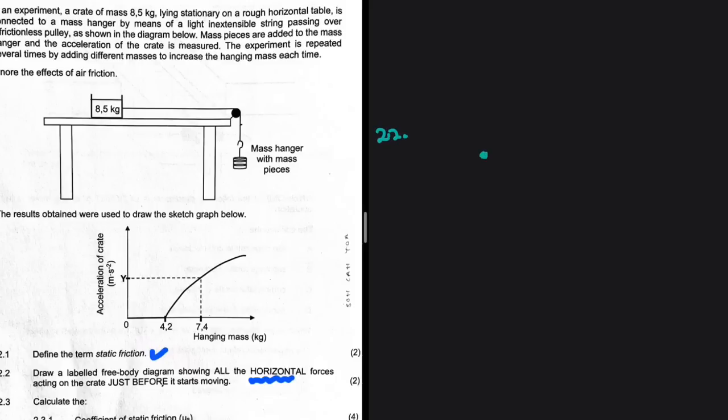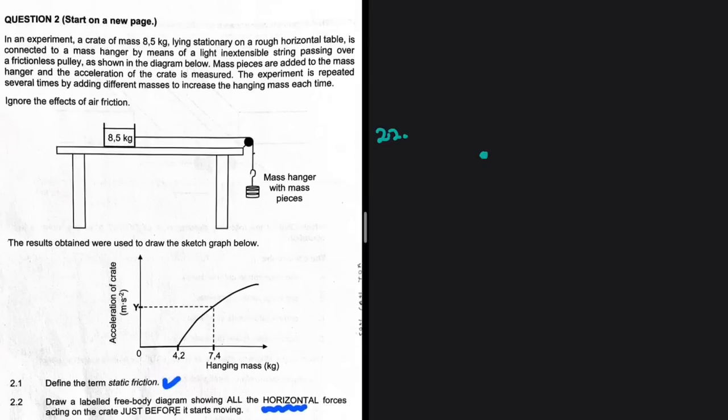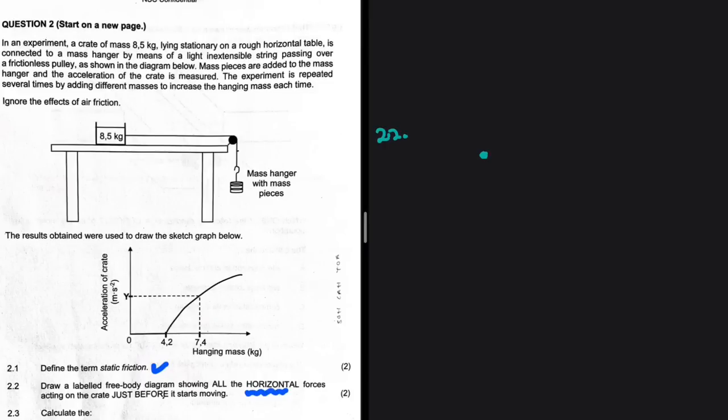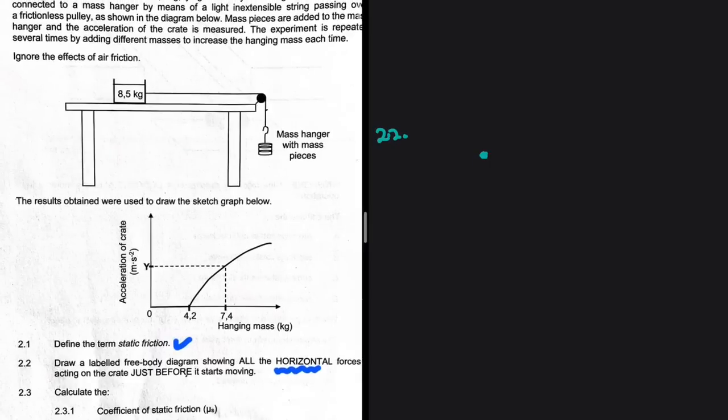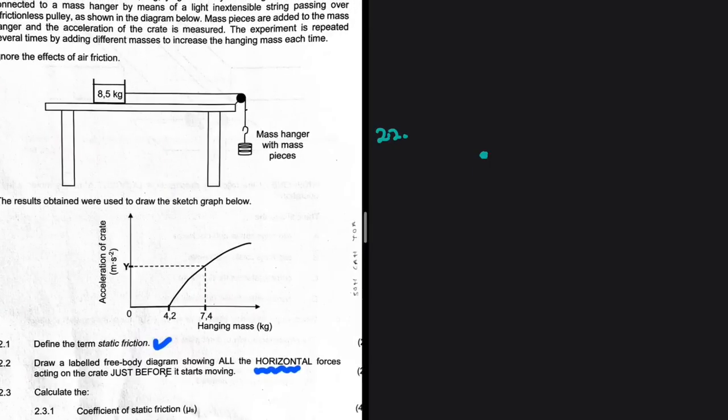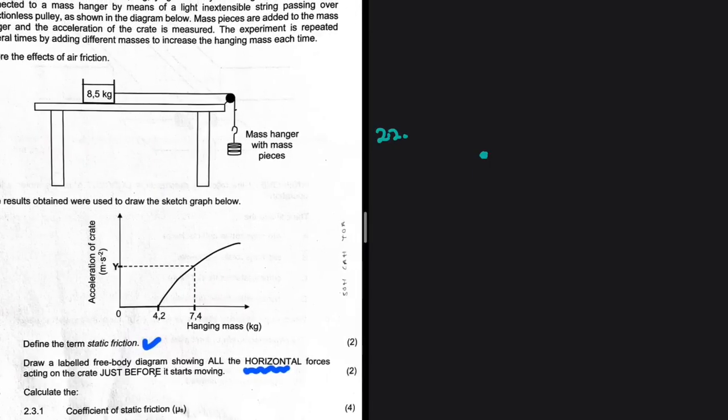So, the free body diagram for this object. Let's read through the question statement and see what is happening. In an experiment, a crate of mass 8.5 kg lies stationary on a rough horizontal table. So already we know that we are supposed to have friction, right? Because it acts horizontally. It is connected to a mass hanger by means of a light inextensible string passing over a frictionless pulley, as shown in the diagram below. Mass pieces are added to the mass hanger and the acceleration of the crate is measured. The experiment is repeated several times by adding different masses to increase the hanging mass each time. Ignore the effects of air friction. So that is the information we have. And then we're supposed to draw a labeled free body diagram of the crate just before it starts moving.